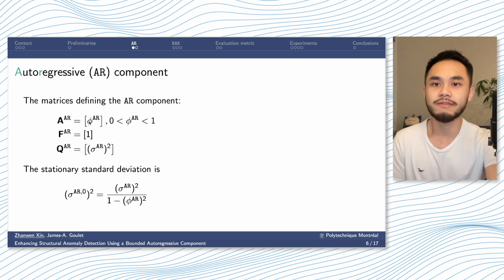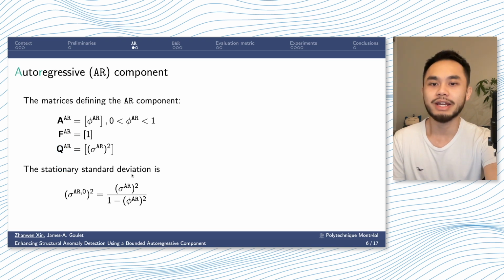The matrices that define the AR components are A, F, Q with superscript AR. The transition matrix A is defined by the autoregressive coefficient that is constrained between 0 and 1. And the F matrix is defined by 1, which means that the residual component is observable. Whenever it is 0, that means that component is not observable. And the Q^AR is defined by the sigma AR.